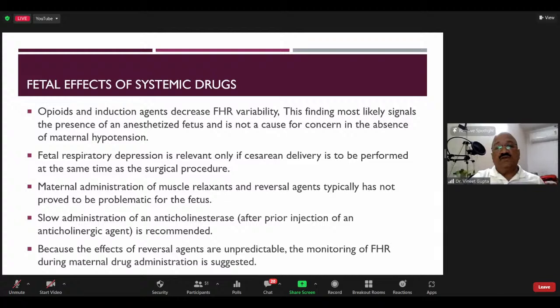Maternal administration of muscle relaxant and reversal agent typically has not proved to be problematic for the fetus. Slow administration of anticholinesterase is recommended, even after prior injection of an anticholinergic agent. Because the effect of reversal agents is unpredictable, monitoring of FHR during maternal drug administration is suggested.